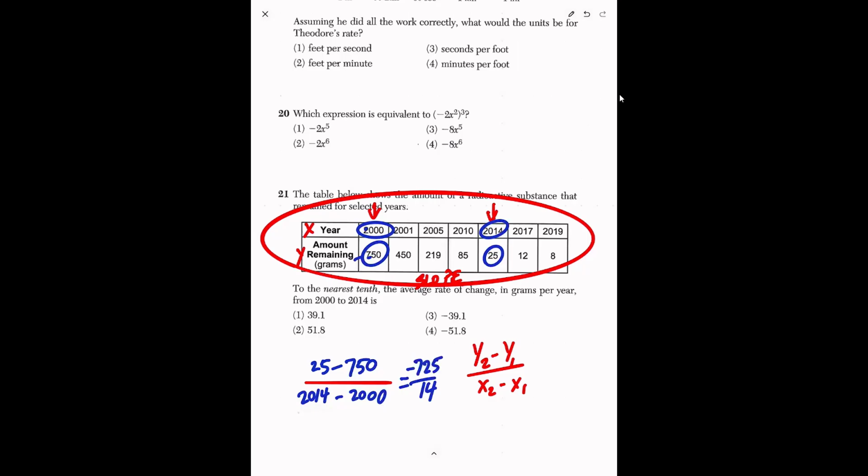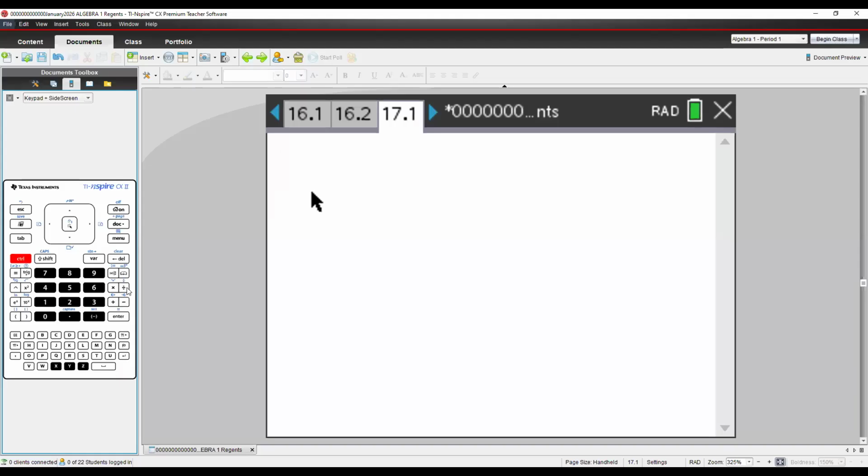But I'm just going to show you what we're doing on the calculator. So let me get to the calculator. I'm going to use a stack fraction, so control divide. And then I'm just going to do 25 minus 750 over 14. Now remember, they want us to round this, which means it's going to have decimals. So if I want my answer to have decimals, then I need to put a decimal in here someplace. All right, and it tells me a negative 51.785, and so on.